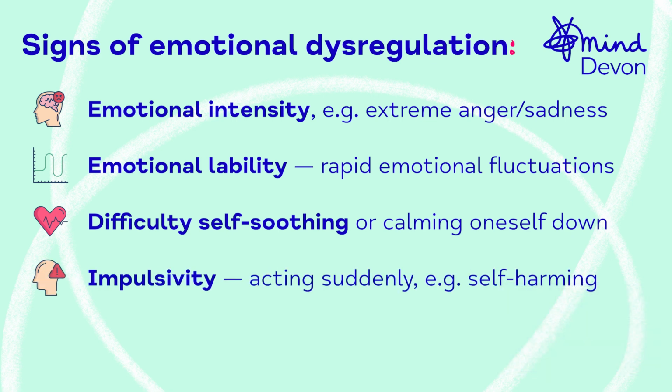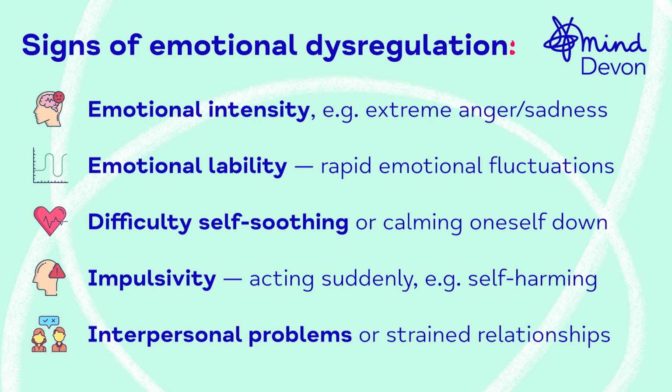Impulsivity. Emotional dysregulation can lead to impulsive behaviors, such as self-harm, substance abuse, or reckless actions, as individuals may act on intense emotions without considering the consequences. And finally, interpersonal problems. Emotional dysregulation can strain relationships, as others may find it challenging to interact with someone who has difficulty managing their emotions.